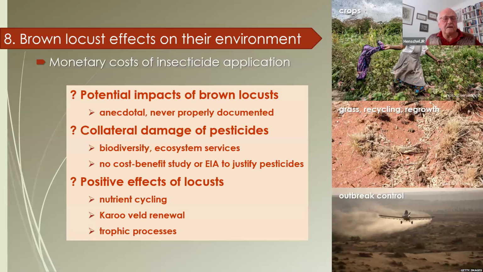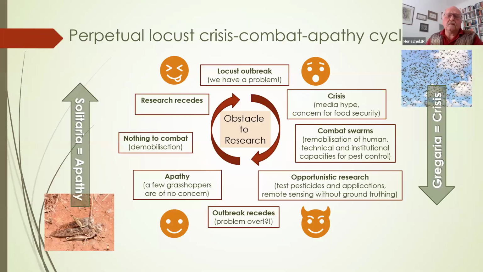And the positive effects of locusts, which have often been speculated on, like nutrient recycling and felt renewal, you can say that's akin to a fire, and the trophic processes have not been properly explored. We are actually stuck in what has been called the crisis-combat-apathy cycle.